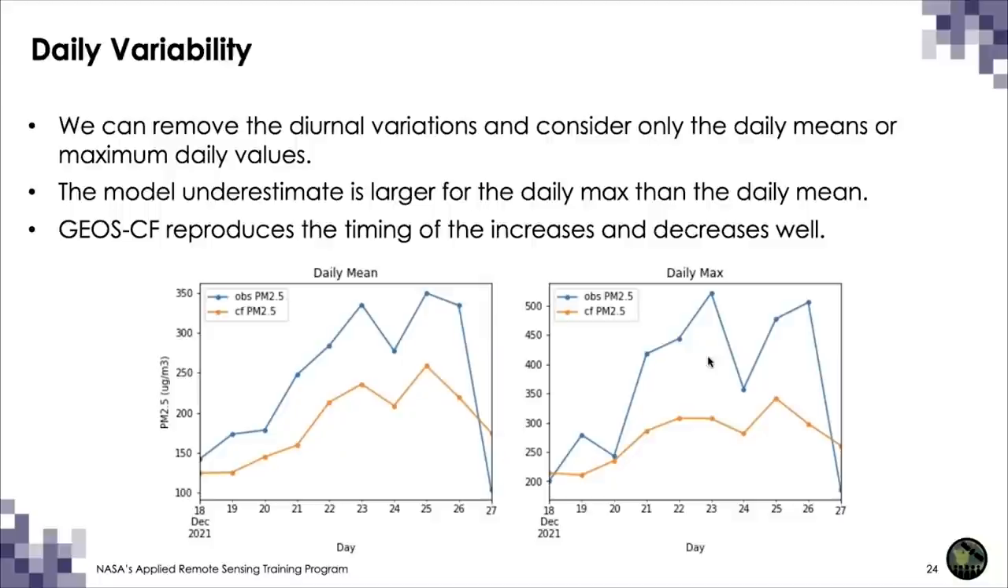In this slide, we focus on the daily variability. One way to remove diurnal variability is to take daily means. This gives us the plot on the left, which shows daily variability in the time series. There is good agreement between GOCF and the observations for the timing of the increase and decrease. If we were interested in the peak values, we could also consider the daily maximum instead of the daily mean, and this is shown in the figure on the right. We can see that GOCF has a larger underestimate in the daily maximum compared to the daily mean.